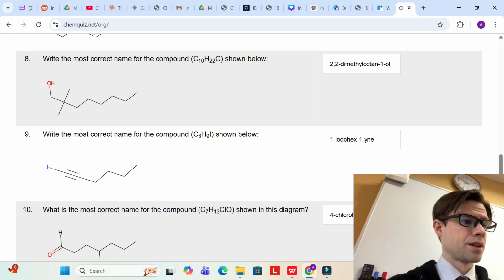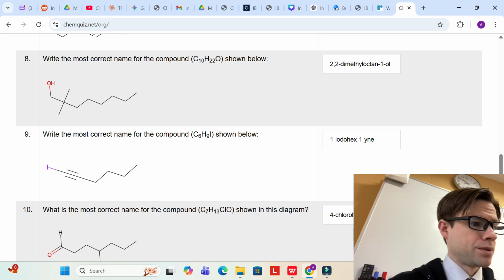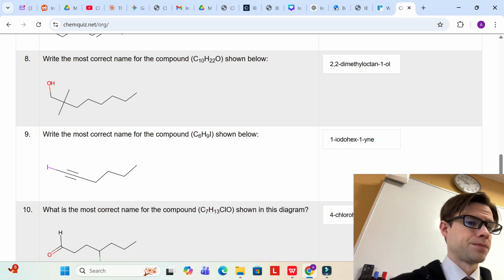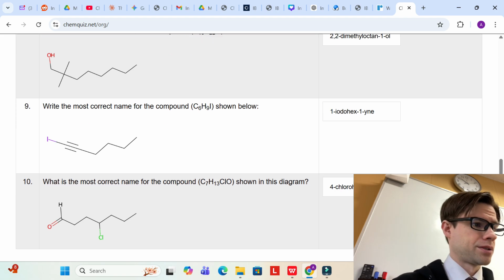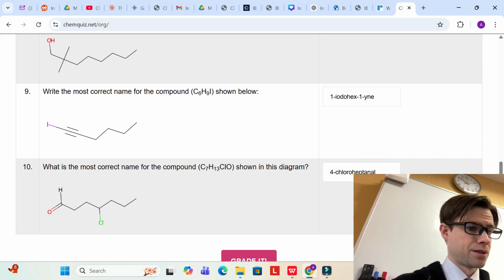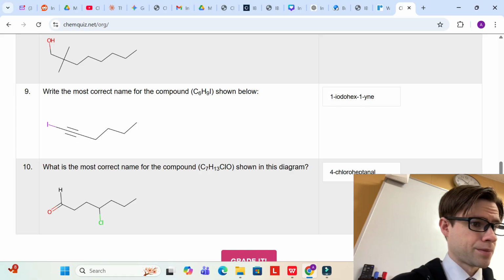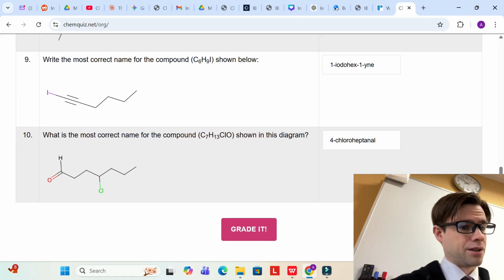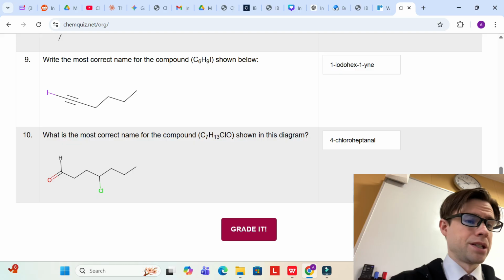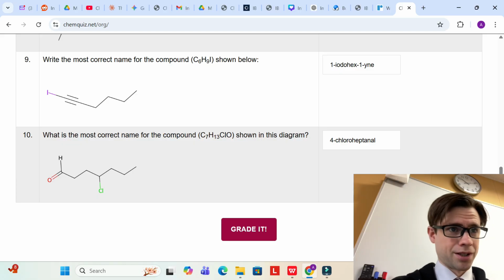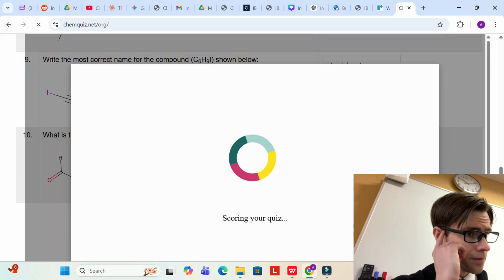Number 9, is this 1-iodohex-1-yne? 1, 2, 3, 4, 5, 6. 1-iodo, yes. And then number 10, 4-chloroheptanal, is that right? 1, 2, 3, 4. Yes, should be. All right, I'm gonna hit grade it and see if I made any mistakes so we can analyze it and try to learn.